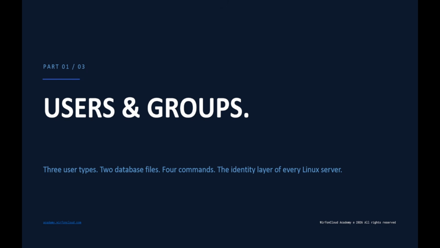Part 1, users and groups. We start with who. Linux is multi-user from the ground up. Every file has an owner. Every process runs as some user, and the kernel checks identity on every operation. 3 types of users, 2 database files, 4 commands to know. Then we'll move to permissions in Part 2.